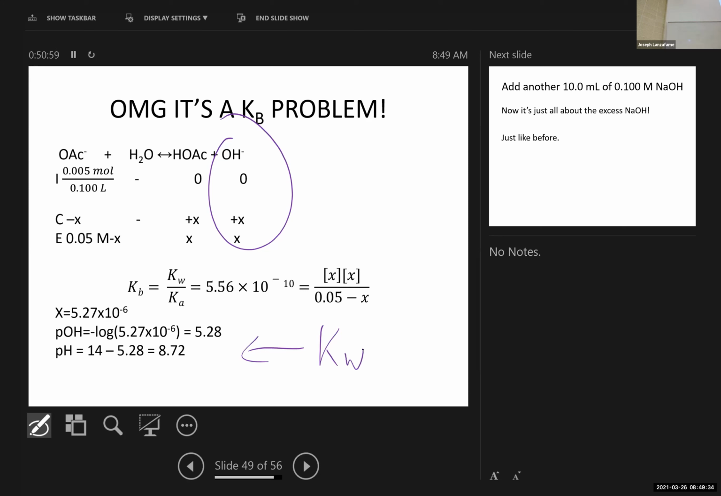Right. In fact, it's never 7 if either the acid or base is weak, because what you have at the equivalence point is the conjugate. And the conjugate, if you're weak, is not a spectator. And so, in fact, the pH at the equivalence point in this case is 8.72.